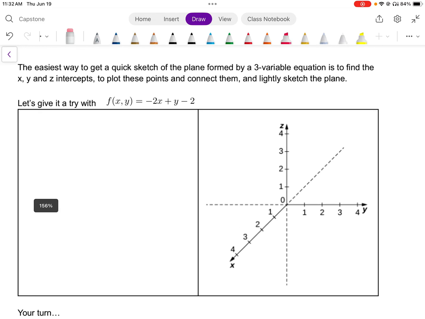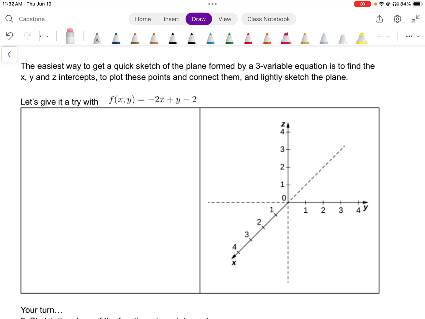Okay, this next section says the easiest way to get a quick sketch of a plane formed by a three-variable equation is to find the x, y, and z intercepts. Plot these points, connect them, and lightly sketch the plane. Similar to equations in two dimensions, if we want to find the intercepts, that is where the plane is touching the x, y, and z axes, we can use similar strategies. A very easy way to sketch planes is to find those points, plot them, connect them, and start to draw the plane and just visualize what the plane might look like.